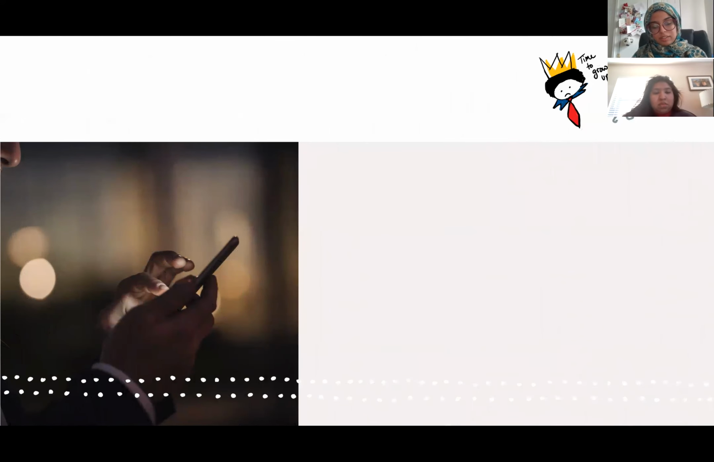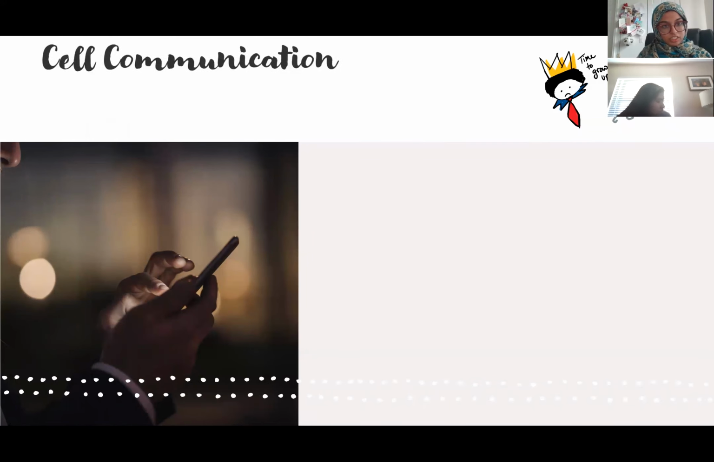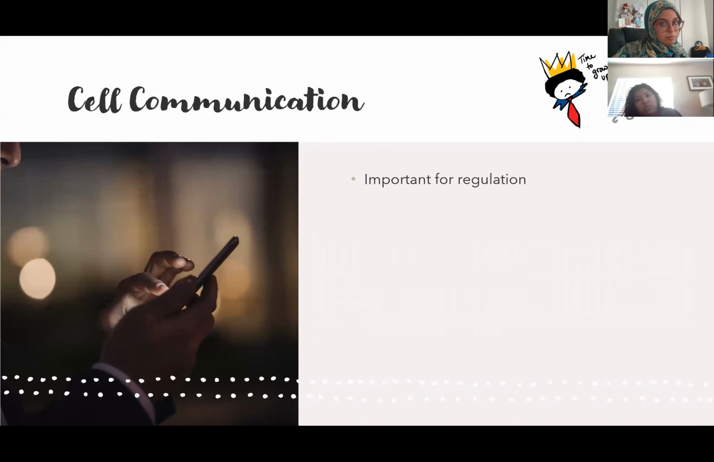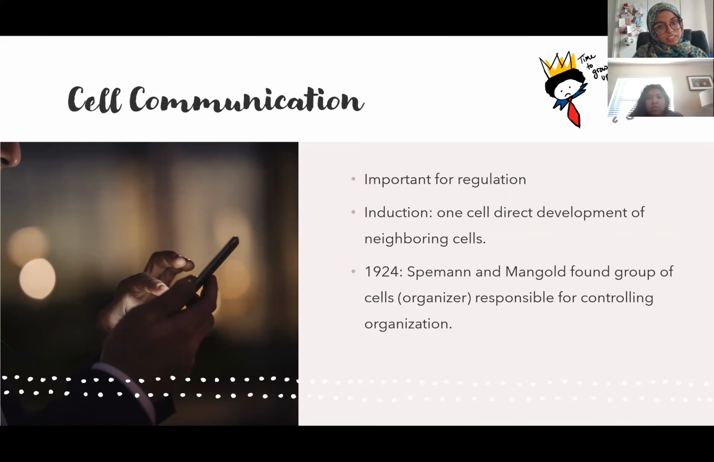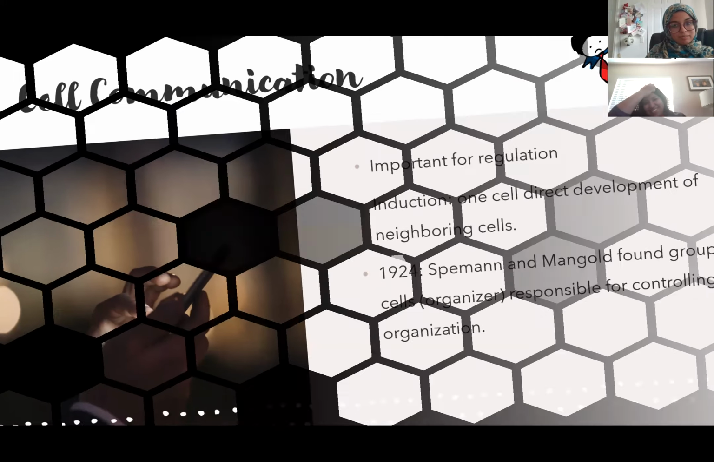So an important thing to help us understand more about development is cell communication, and that is the ability of induction. One cell can direct the development of neighboring cells. This was seen in 1924 with Spemann and Mangold. They found a group of organizing cells that were responsible for controlling the organization of the larva. As you can see here, the king is the organizer and the cell that's smoking a cigarette is a rebel and he won't conform to the king's expectations.